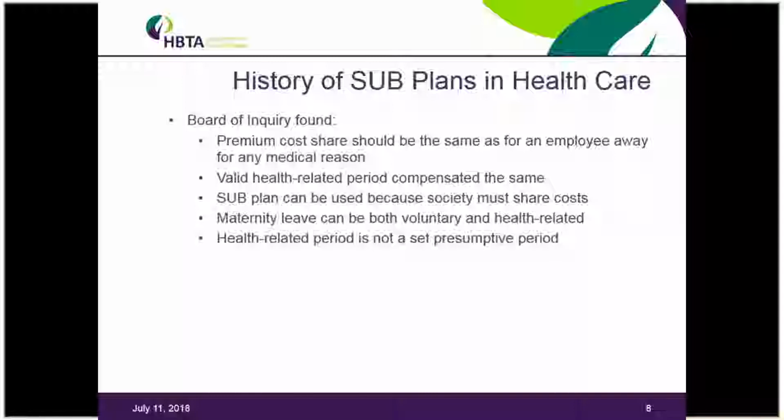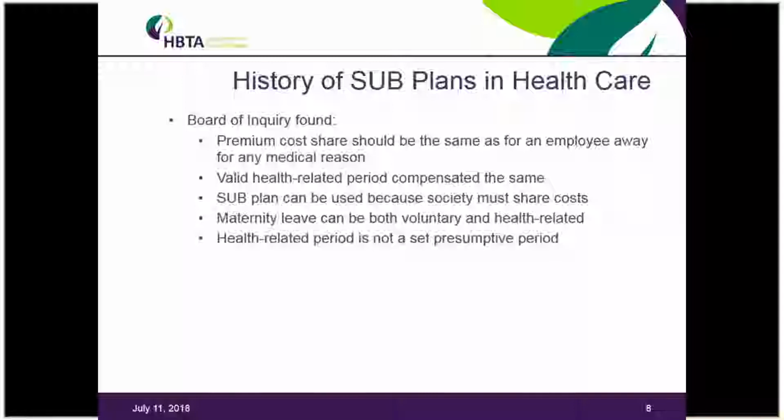The other point the Board of Inquiry found was that the valid health-related period must be compensated the same. So really what they were saying there is that the valid health-related period needed to be treated substantially the same. So again, what that means is that this is where the equivalence comes from. The compensation that the employee receives during the valid health-related period needs to be pretty close to what the employee would receive had they had a broken leg, with a little bit of leeway in there.